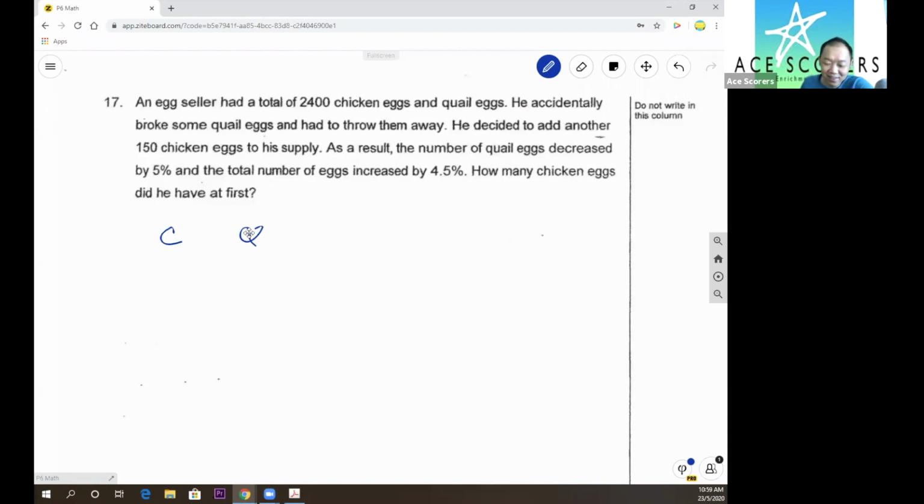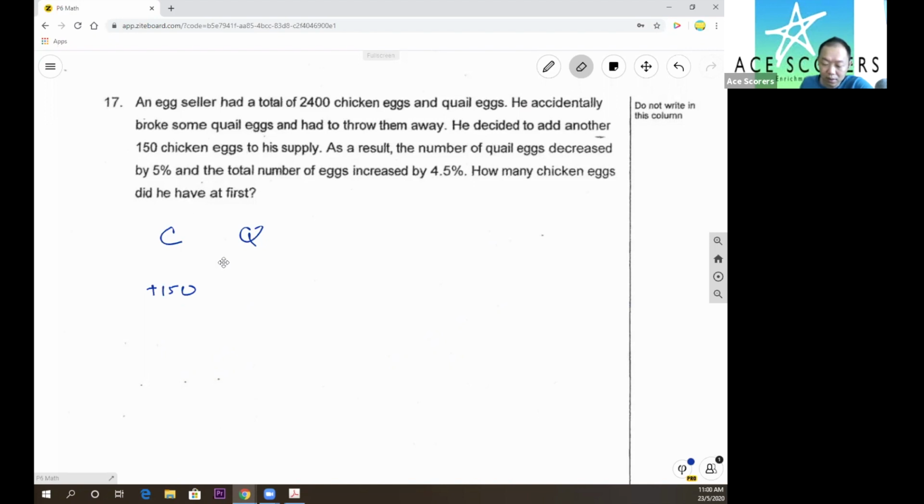All right. So the egg seller, he accidentally broke some quail eggs. He decided to add another 150, so plus 150. As a result, the number of quail eggs decreased by 5%. So let's say we have 100 units here. So, wait a minute. We must work backwards. The number of quail eggs decreased by 5% and the total number of eggs increased by 4.5%. How many chicken eggs did he have at first?